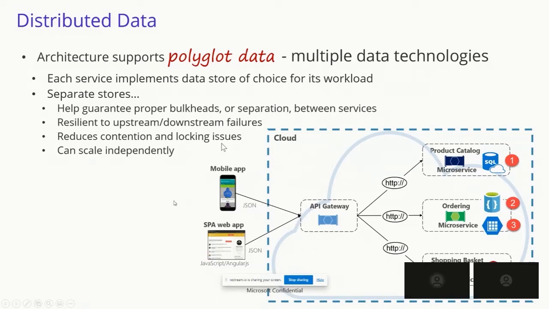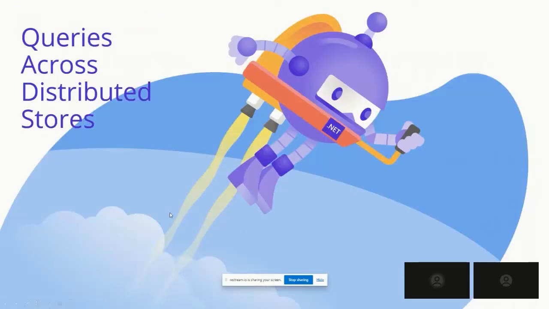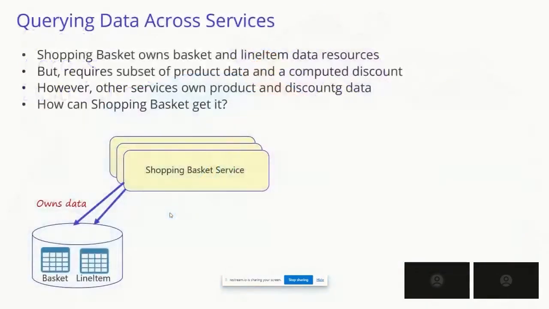So let's talk about this. When we introduce this idea of a database per microservice, there are a couple of big challenges we need to think about. Challenge number one is this: what about queries across distributed stores? If each service has its own store, I need to query some data from this service, other data from that service, and maybe data from a third service. How do I do that distributed query across all of those services?